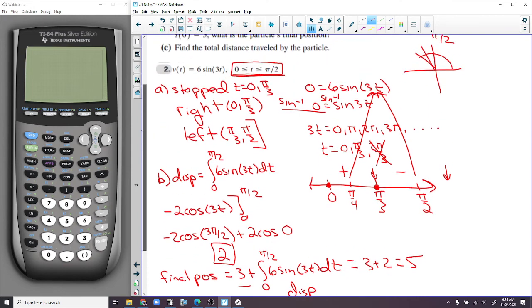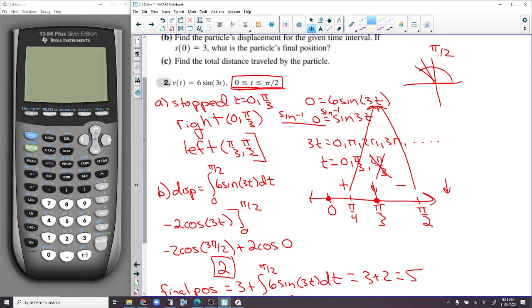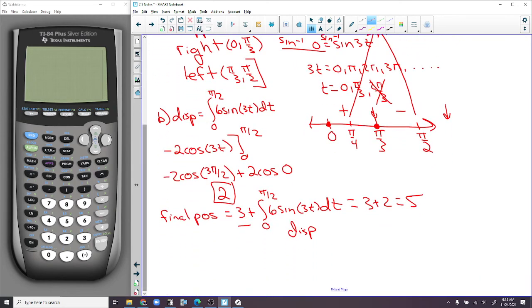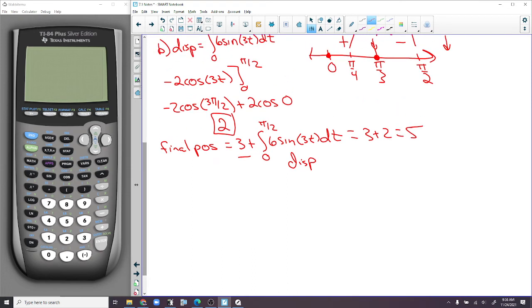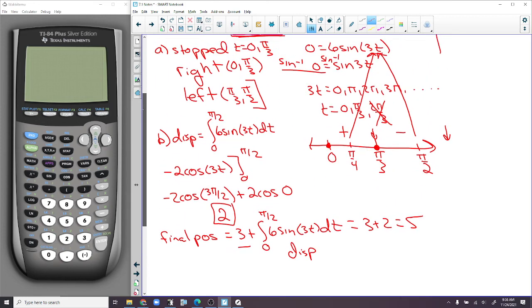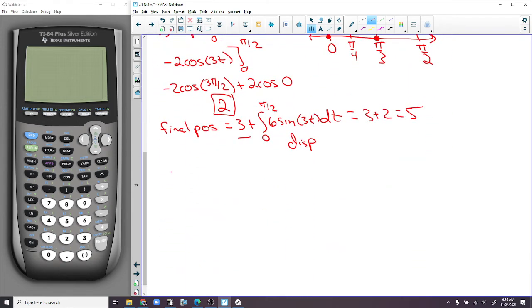Now, the last question they ask is find the total distance traveled by the particle. So yeah, it ended up at 5, but how far did it actually have to go to get to 5? Even though the displacement is 2, it could have had to have walked a lot longer to get to that 2. So that's what we're going to try to find next. All right, here we go. We should do one completely. Maybe we'll do the rest by hand. So total distance. Is there a letter C? Yeah. C.